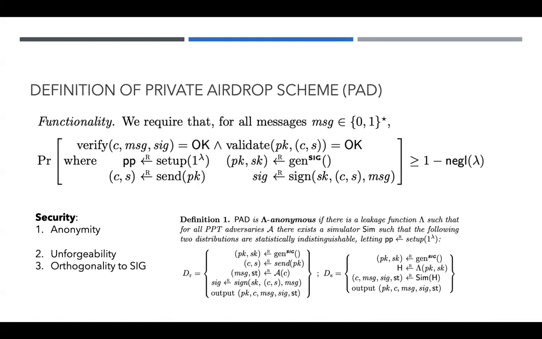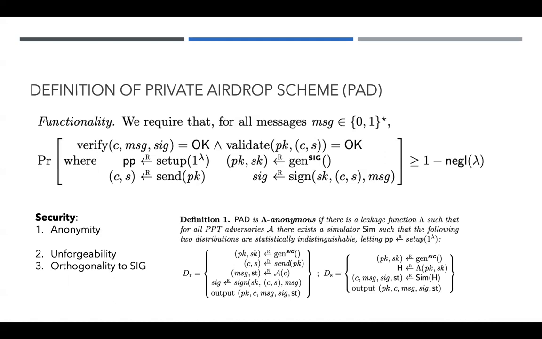The next one is unforgeability. The private airdrop scheme must be resistant to forgery attempts. Specifically, it should be computationally infeasible for an adversary to generate a valid signature without access to the secret key. The last one is orthogonality to SIG. The PAD should be independent of the underlying signature scheme, SIG. The security of PAD should not rely on the security properties of SIG, ensuring that flaws or attacks on SIG do not compromise the security of the private airdrop scheme.